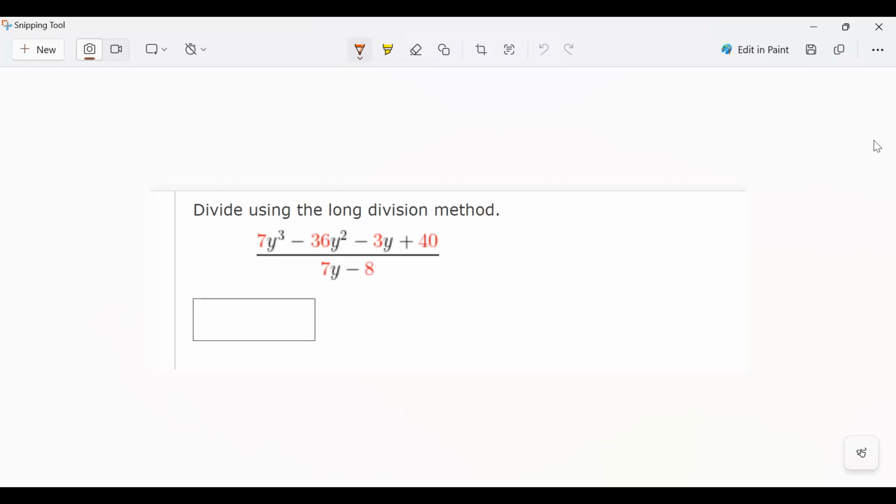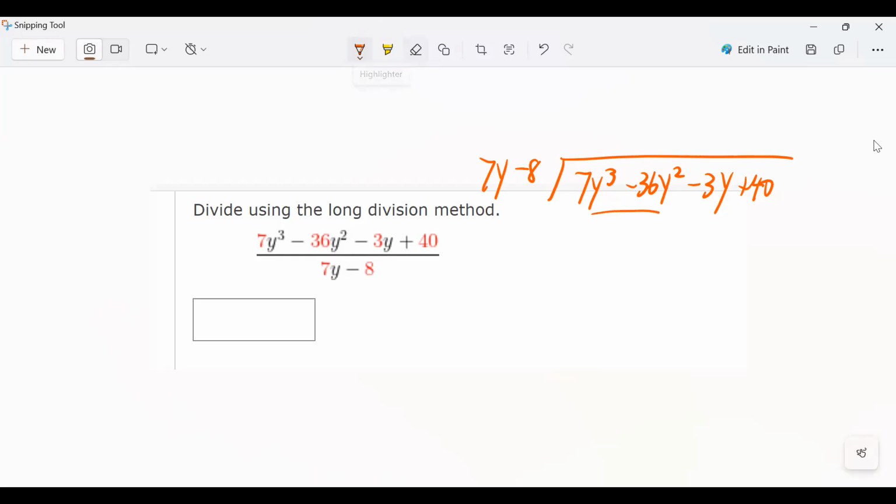All right, let's go over the solution here. Just like any long division, put the dividend inside the division sign, so 7y cubed minus 36y squared minus 3y plus 40. And we put the divisor outside, 7y minus 8. Now let's follow the procedure. We take the leading term of the dividend, 7y cubed, over 7y, the leading term of the divisor, and we get y squared. So you put y squared on top.